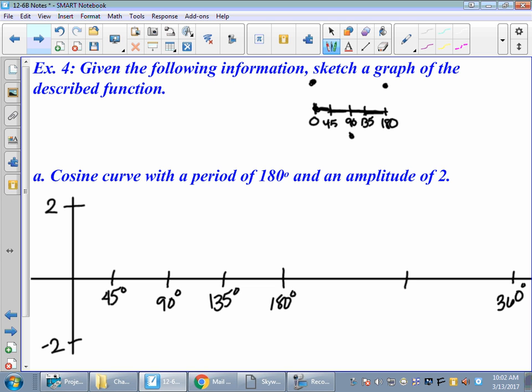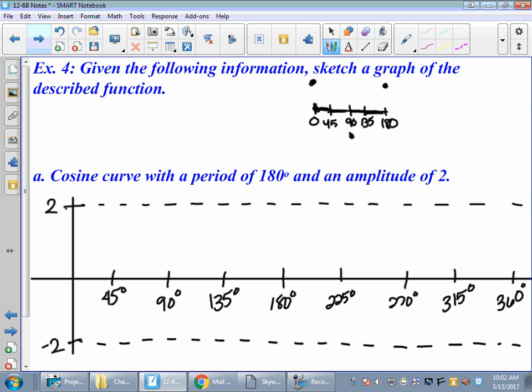So halfway between 180 and 360 is 270. That makes us 225, and that makes us 315. You just add 45 each time. All right, we're going to make our guidelines at 2 and at -2. That just helps guide us to keep us straight.